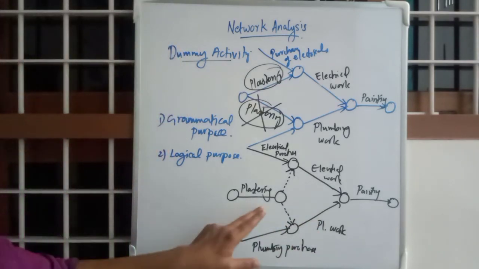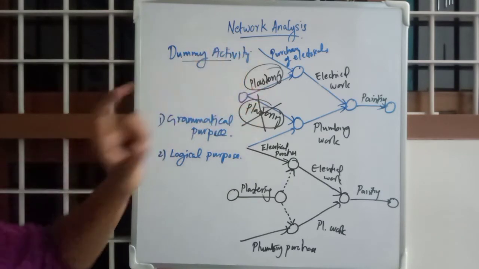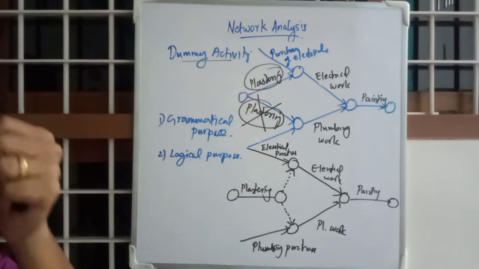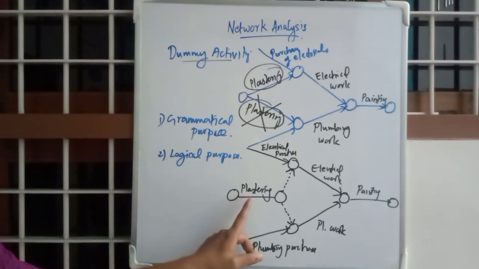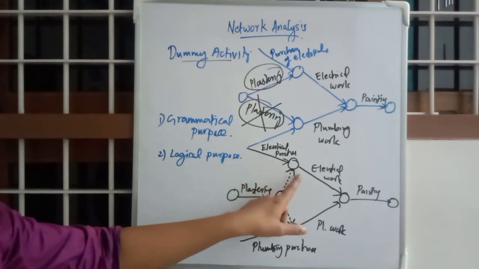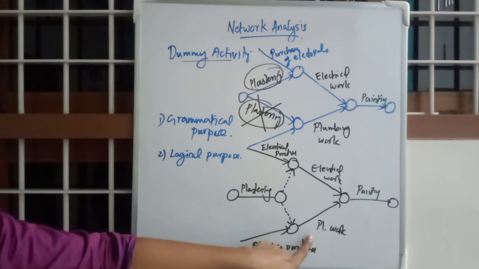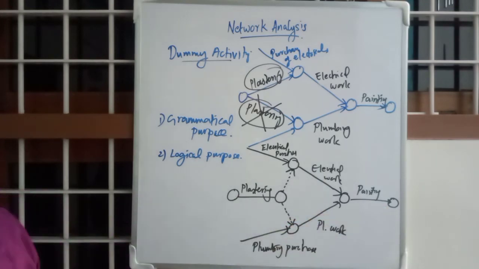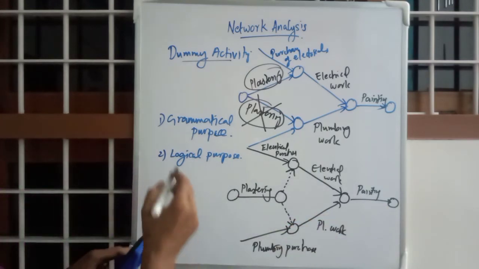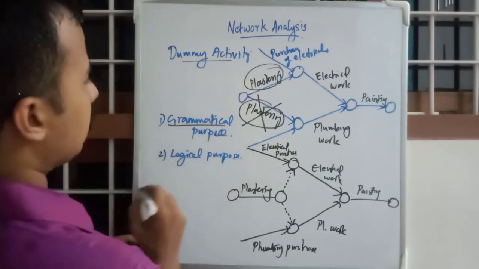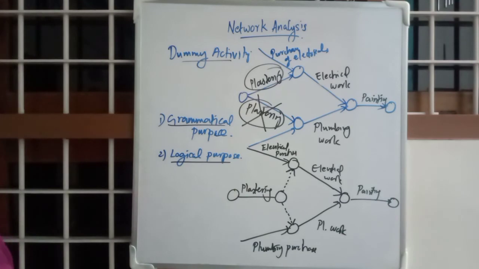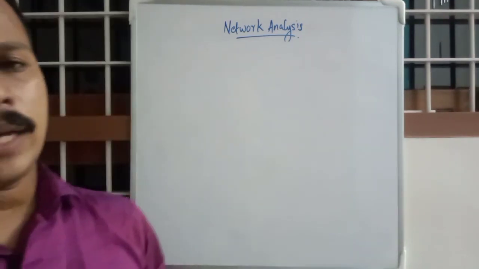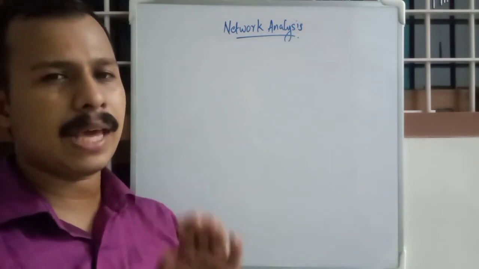Okay, so the problem of cloning of a single activity is eliminated and the logic is maintained. So we understand that after plastering only you can start electrical work and plumbing work, and then painting can be procured. Okay, so in case of dummy activity there are grammatical purpose and logical purpose it serves. Okay, moving on. So that was about activities and events.